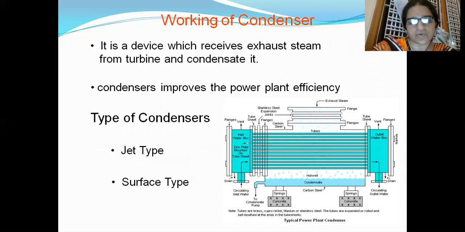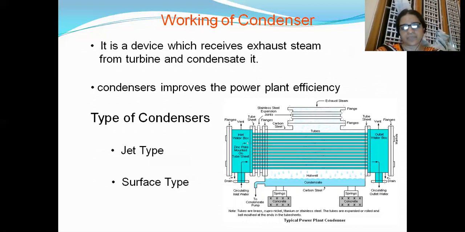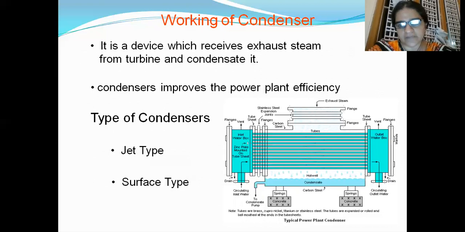Whatever I told while starting this slide, I said that the power plant efficiency is less because of the condenser. But here in the PPT it is given that the condenser improves the power plant efficiency. I'll give a clarification on this. Okay, right. Next is types of condensers.